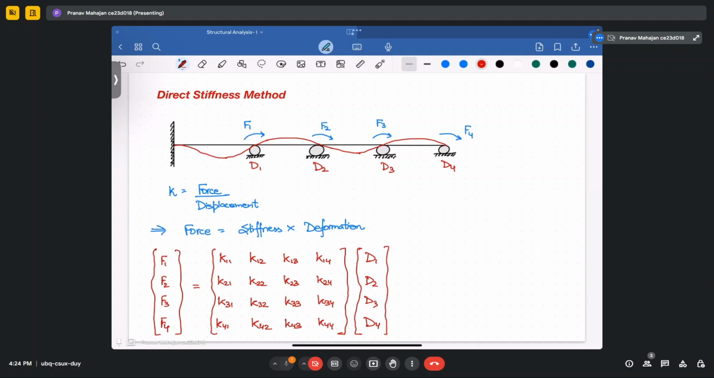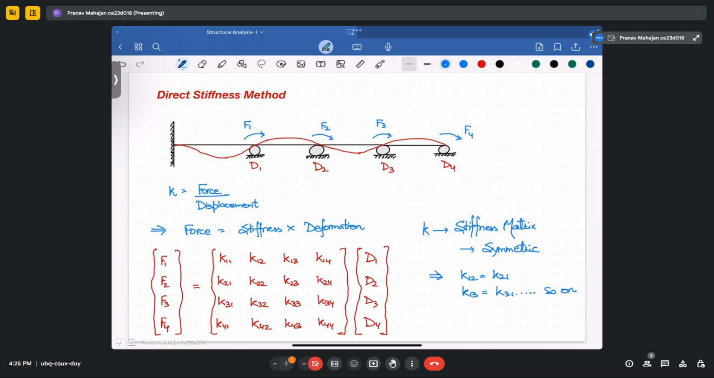Here, this K is the stiffness matrix. It is symmetric. Okay, that means your K12 will be equal to K21, K13 will be equal to K31 and so on. So how will you solve the problems related to this?